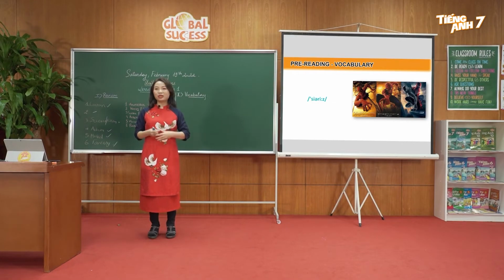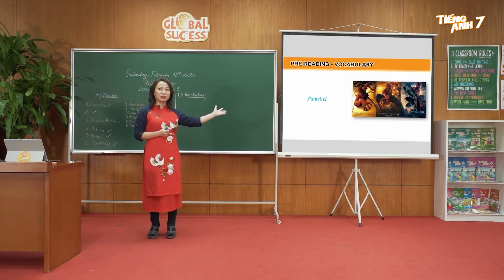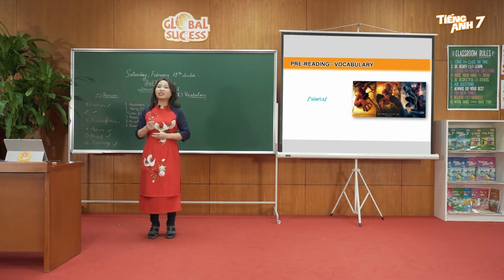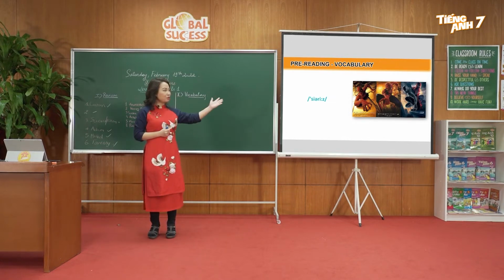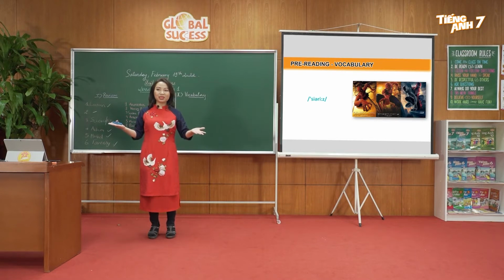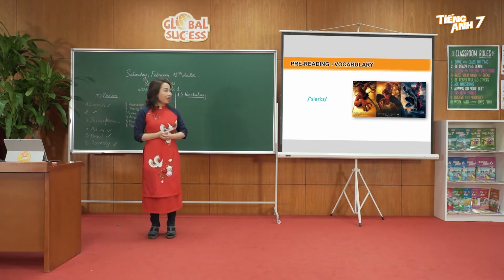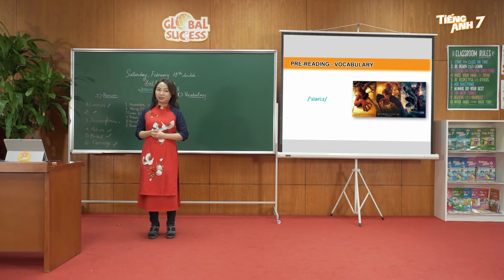Now class, we come to the main part of this lesson. It is reading. However, when we come to the reading part, we have to learn some useful vocabulary. Now it is the vocabulary for you. Look at the screen. It is the first new word. Look at the photos. What can you see in the photos? It's 3 parts of Spider-Man. Yeah, it is the film Spider-Man. It has 3 parts, Spider-Man 1, 2, and 3.